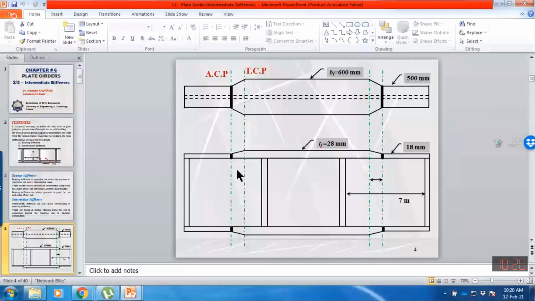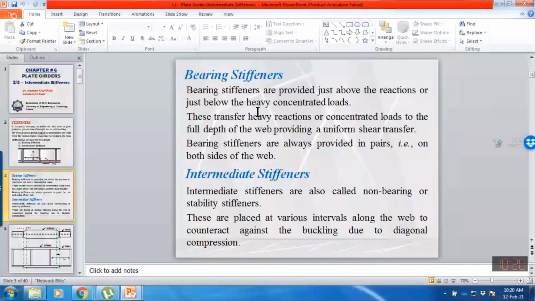So bearing stiffeners serve both as an intermediate stiffener and as a bearing stiffener. Bearing stiffeners also increase the shear strength of the web, and they also resist the applied or concentrated force by providing column action, because a bearing stiffener between the flanges may behave as a column, and we shall discuss this in detail in our next topic. And what are intermediate stiffeners?